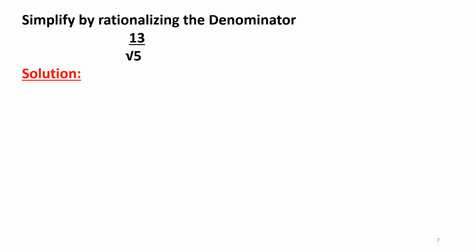Simplifying by rationalizing the denominator. See the irrational number 13 by root 5. We have to remove the root from the denominator. That is known as rationalization. So here, by which number we have to multiply? That number is known as the rationalizing factor. Here the rationalizing factor is root 5.